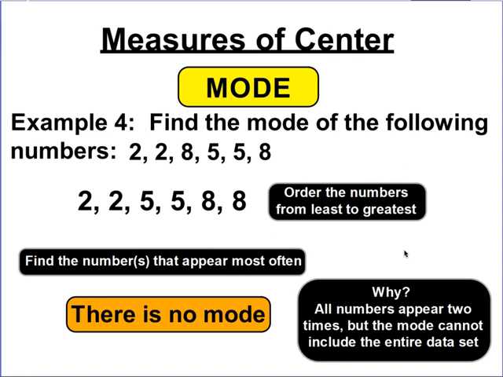So when numbers appear more than once like this, and it takes up the entire data set, and each number appears the same number of times, you're going to tell me there's no mode. 2 does not appear more often than 5 or 8. 5 doesn't appear the most, or 8 doesn't appear the most. So there is no mode.